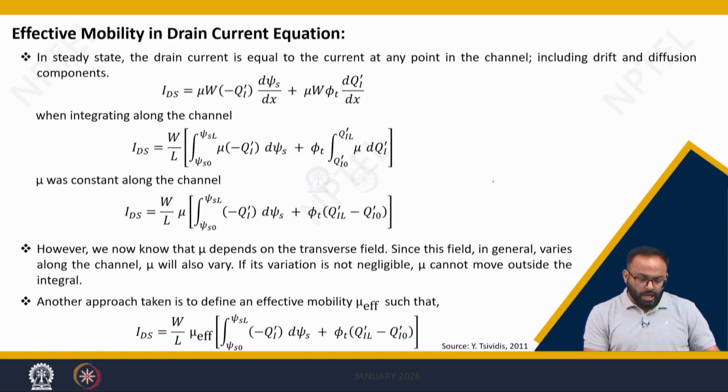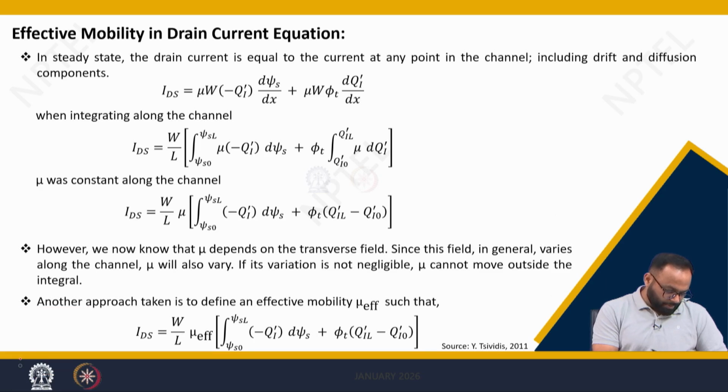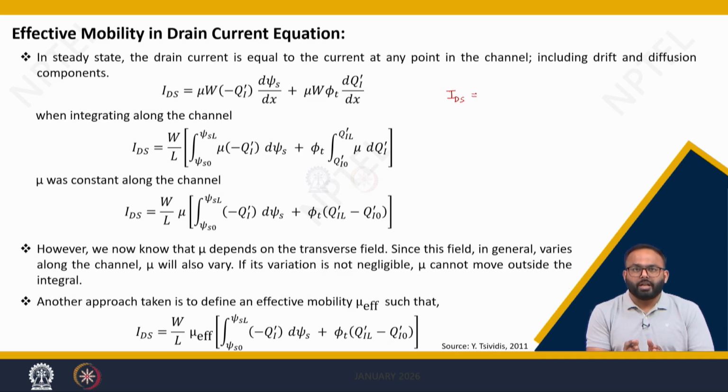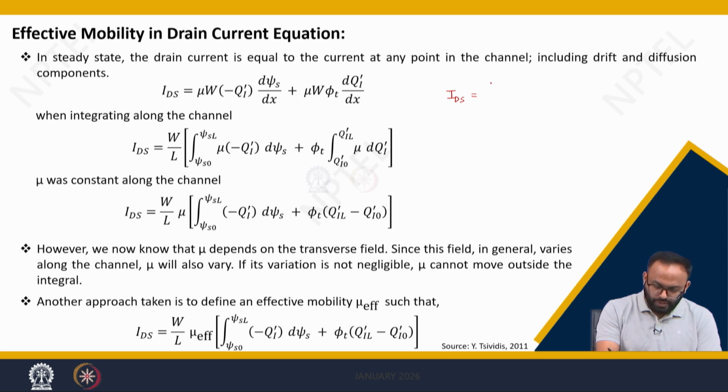Now, let us see how we can introduce this effective mobility concept in the drain current equation we derived earlier. You remember that the drain current equation was derived considering that both drift and diffusion components are present in the channel. So we can rewrite this equation as mu times W times minus Qi' times d psi s by dx plus mu times W times phi t times dQi' by dx. This is the diffusion component and this is the drift component.